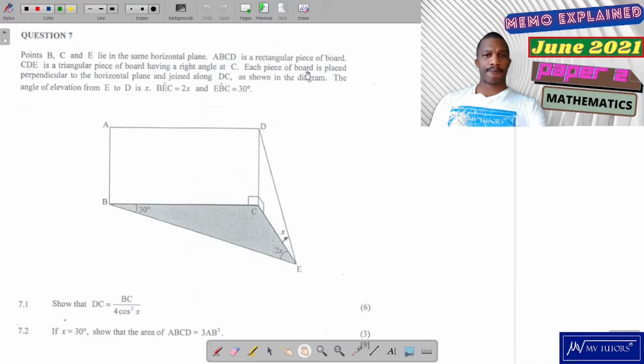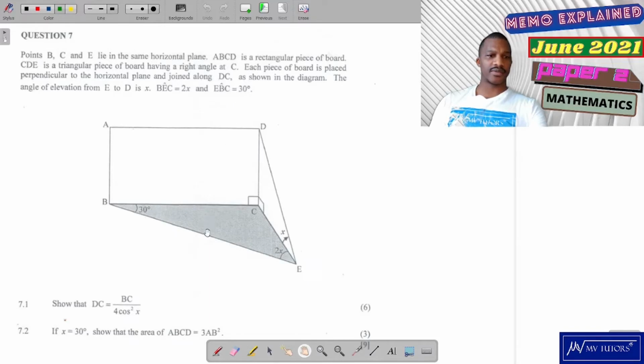Each piece of board is placed perpendicular to the horizontal plane and joined along DC, as shown in the diagram. The angle of elevation from E to D is x. I see that on the horizontal plane. Angle BEC is 2x, and angle EBC is equal to 30 degrees.